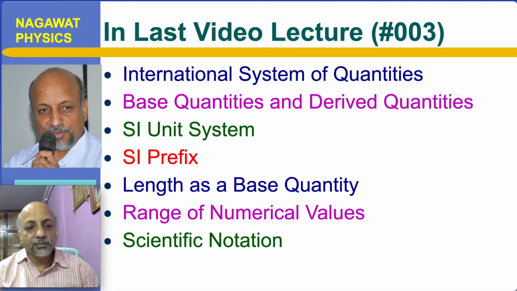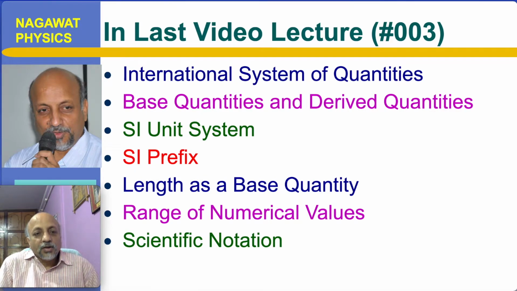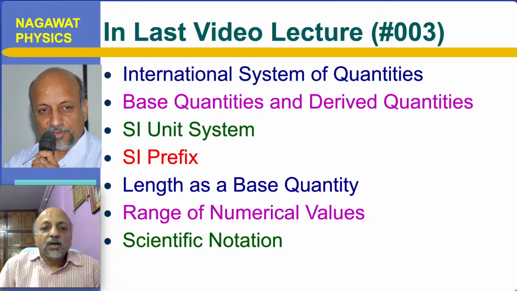The length as a dimension, as a base quantity, and the unit of length and the numerical range in which we have answers when we make measurements of length or quantities having dimensions of length, was also pointed out in the last lecture. And in the end, we discussed scientific notation, because scientific notation will be useful in expressing the numerical values of physical quantities.